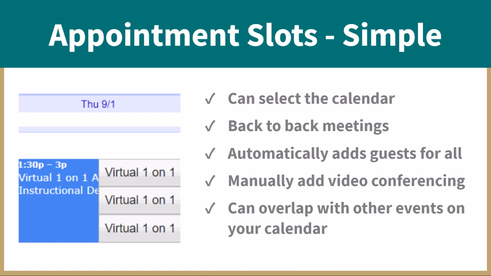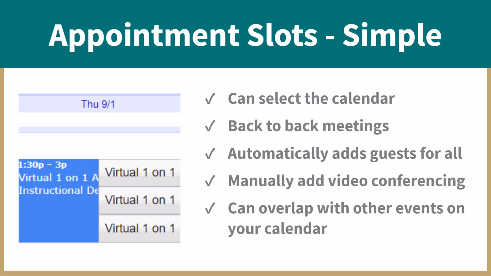Appointment slots are the simplest option. You can select the calendar you want to add your appointments to, which is helpful if you use a lot of separate calendars in your Google account. This option will schedule back-to-back meetings, so if you want some breathing room, you'll want to make your appointments a bit longer than your intended meeting length.